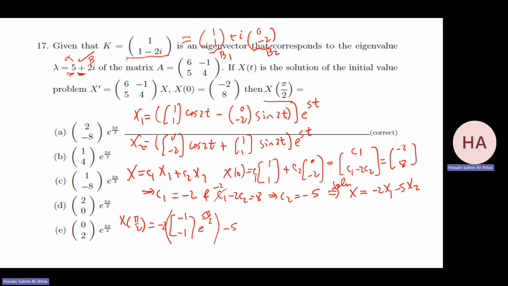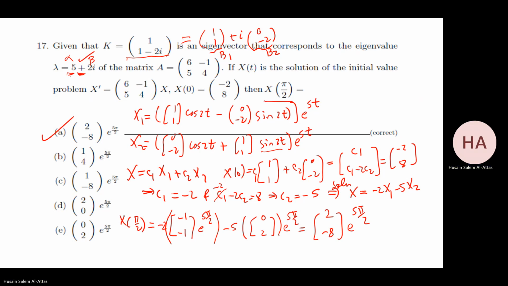Minus 5 times what? Cosine pi gives (0, 2). Sine pi is 0. E to the power 5 pi over 2. So that gives me 2 minus 0, 2; 2 minus 10, minus 8, times e to the power 5 pi over 2. Which is this one.